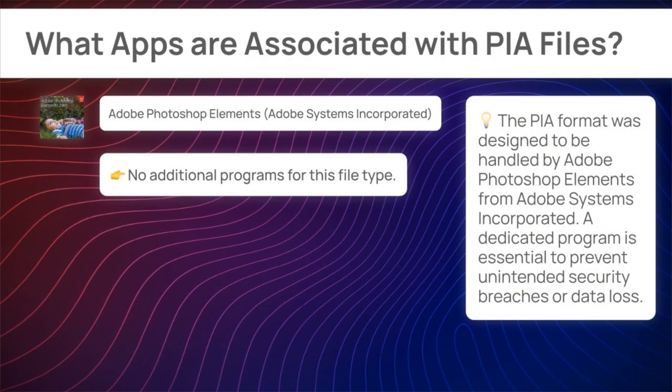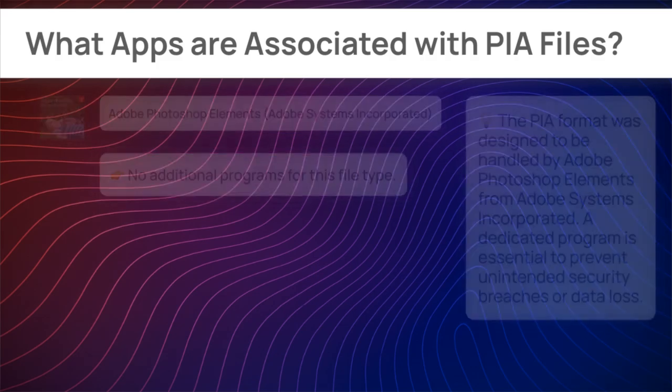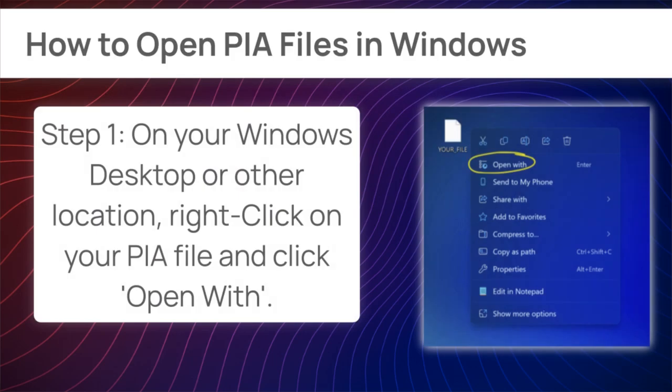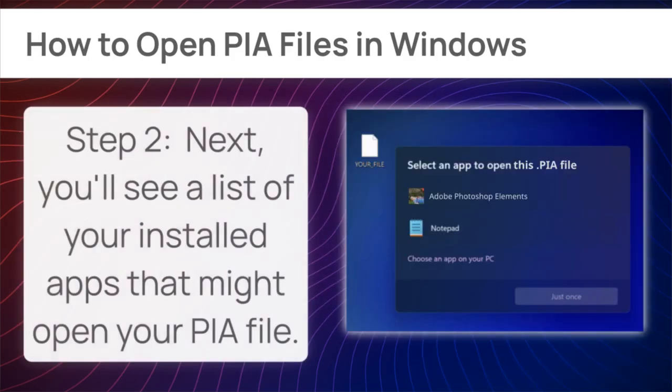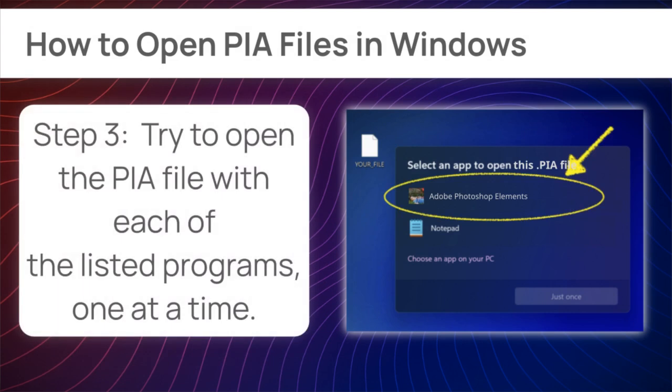A dedicated program is essential to prevent unintended security breaches or data loss. Windows cannot display metadata references, so specialized apps are needed to understand the file. To force file access, right-click your PIA file and select Open With. If Adobe Photoshop Elements is an option, test it. If it's not available, choose another program. We are trying to find the specific compatibility bridge.